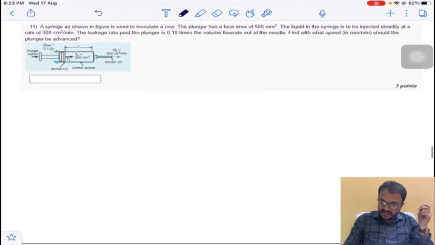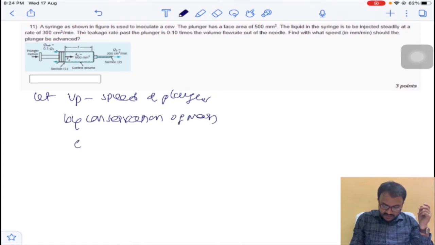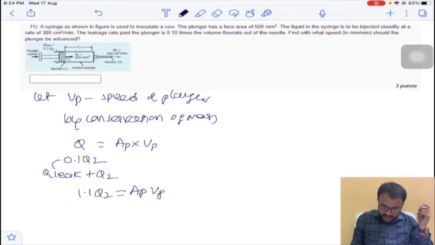Let Vp be the speed of the plunger. By conservation of mass, Q is equal to the area of the plunger times the velocity of the plunger. Here Q is equal to Q leak plus Q2. The leakage is given as 0.1 Q2, so in total it becomes 1.1 Q2 = AP × Vp.